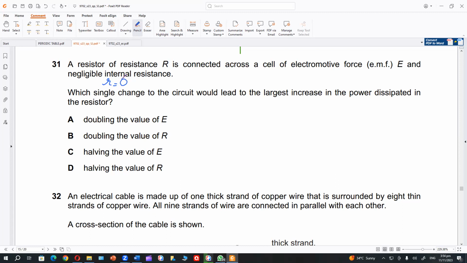Power has a formula I square R. Now this is a tricky question because in a circuit we have a resistance, internal resistance is negligible, so no power is going there and all the power would be coming to the resistor. He says in a tricky way the word single, only one.